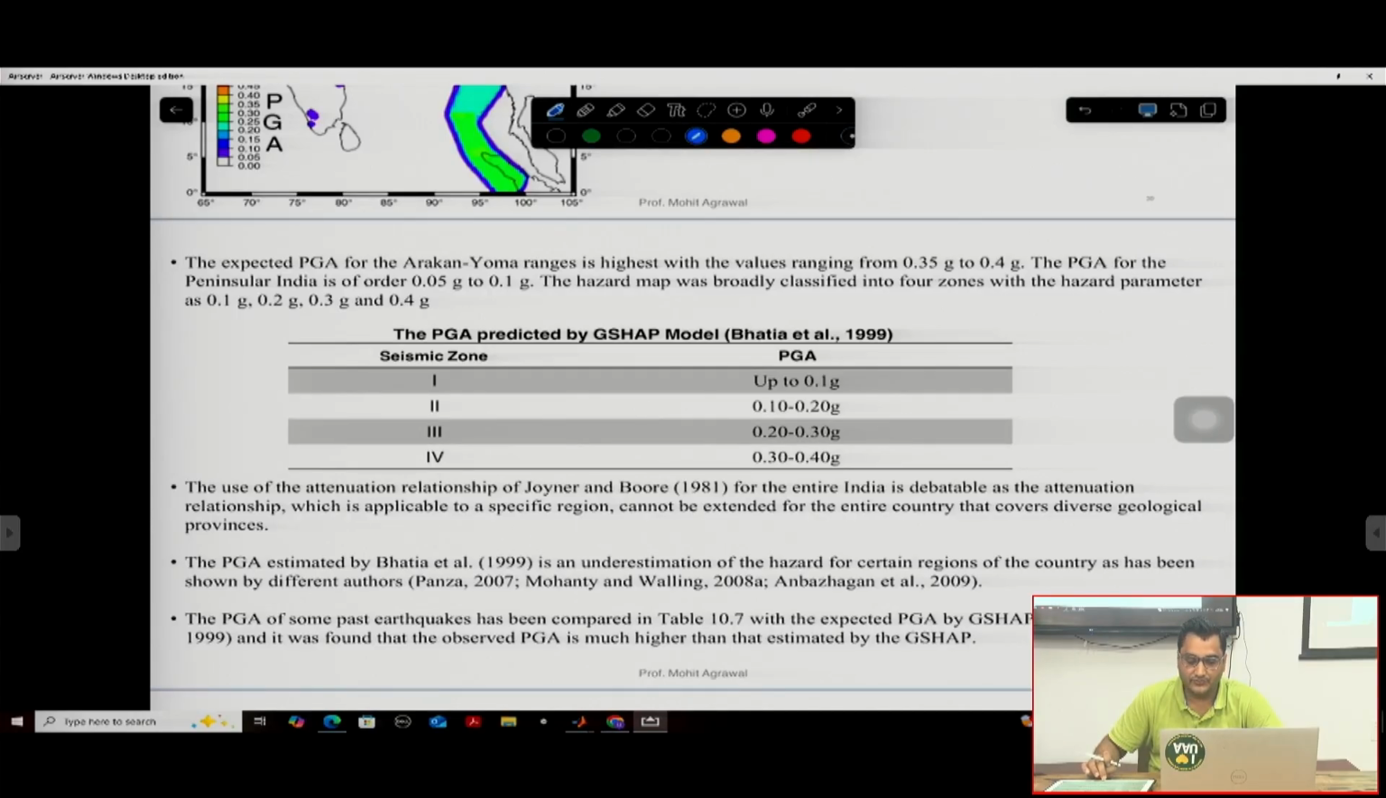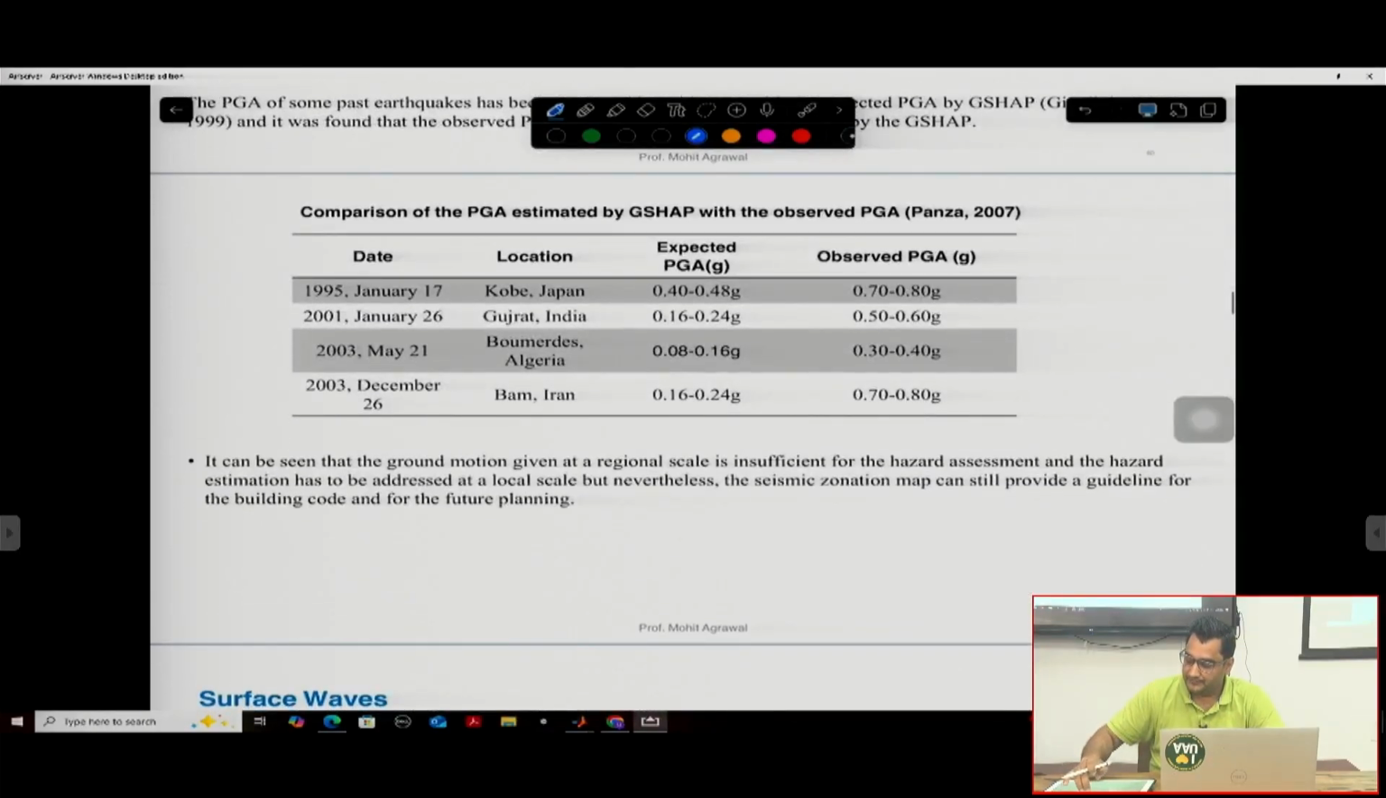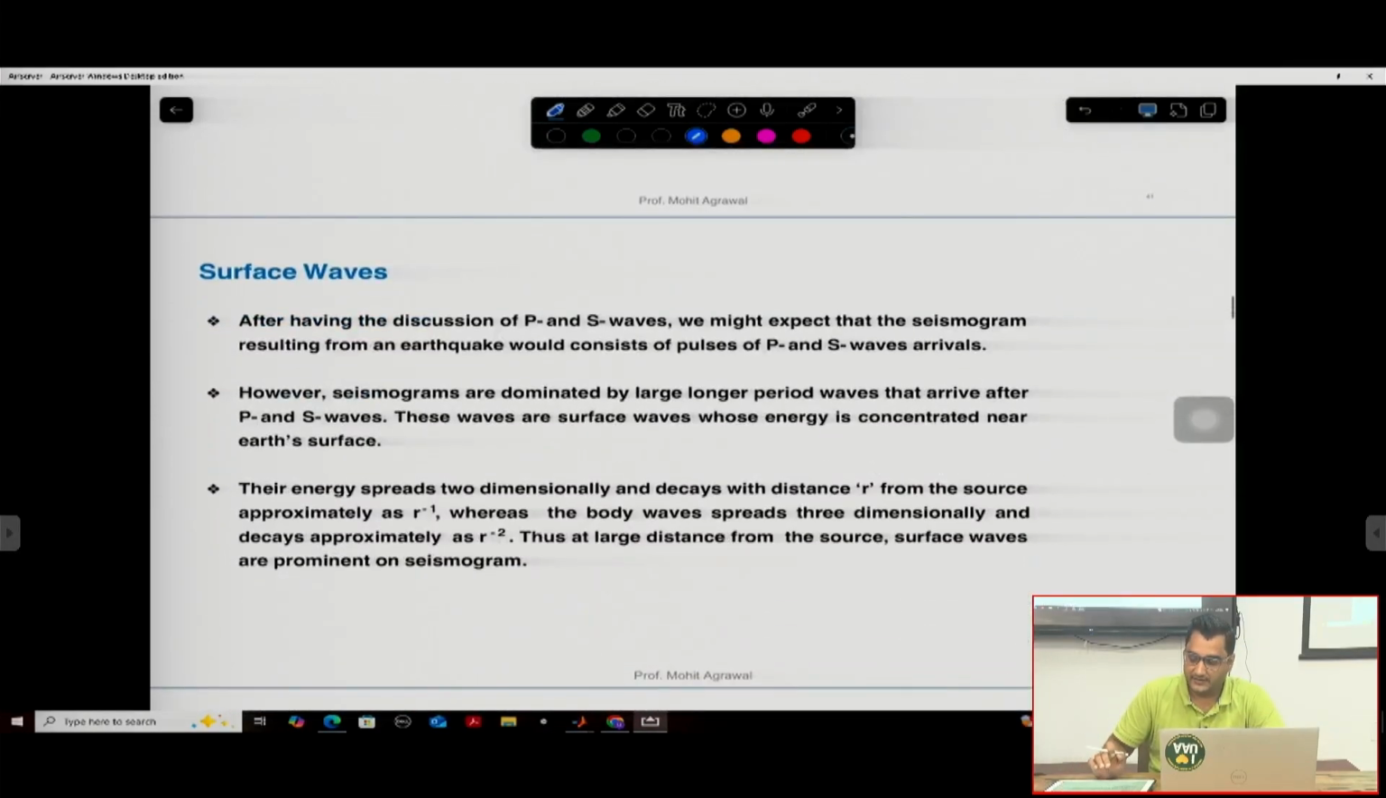Seismic zones 1 to 4 were considered, and there were some drawbacks because they did not use the site-specific attenuation relationship. The global relationships were used, that was Joyner and Boore, and in the case of realistic earthquakes, it was observed that the values their map was producing were actually an underestimation of the hazard. Okay. Then we had the discussion.